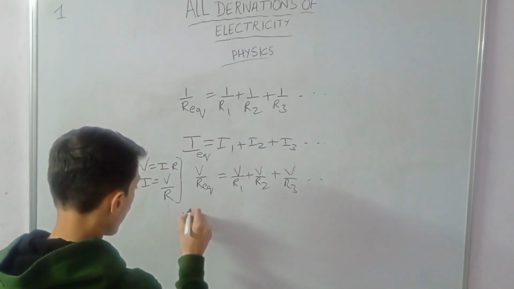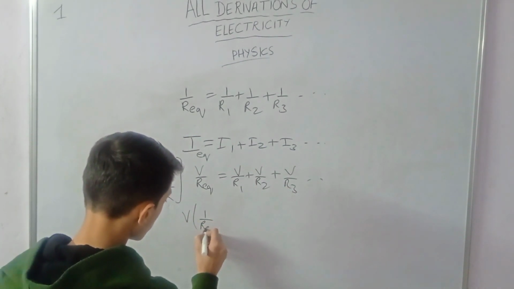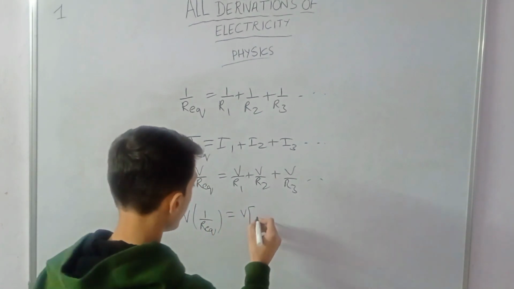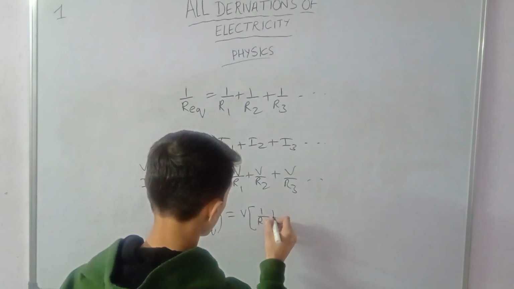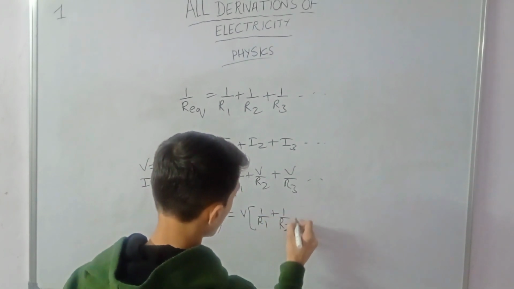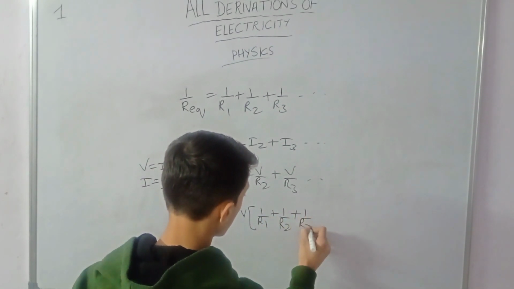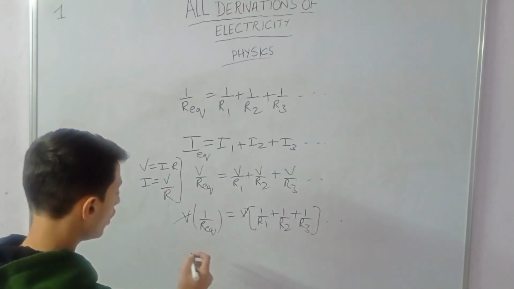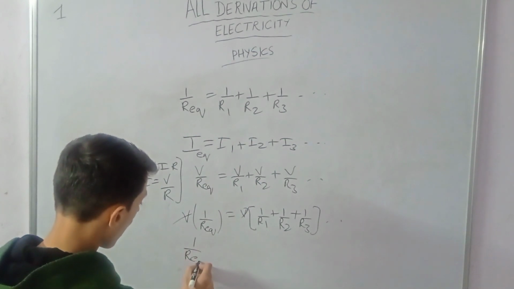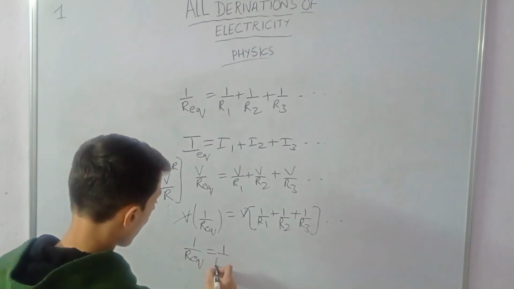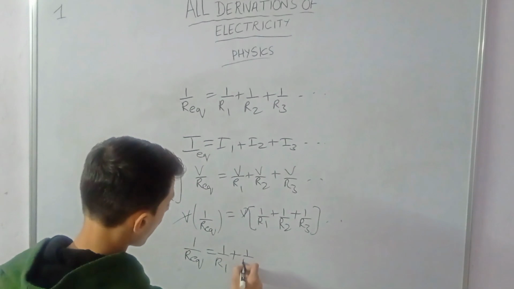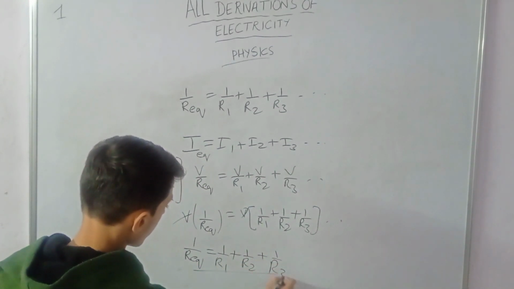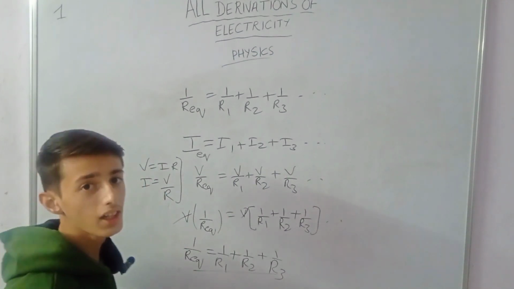Now I will take V as common, so the formula becomes V times 1 by R equivalent equals V times (1 by R1 plus 1 by R2 plus 1 by R3). Now I will cancel out the potential difference, that is V. So the formula becomes 1 by R equivalent equals 1 by R1 plus 1 by R2 plus 1 by R3. Now this is the proof for when we connect the resistors in parallel.